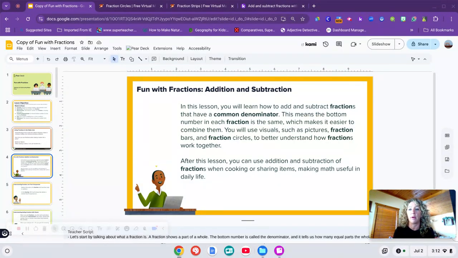Now, in this lesson, again, you're going to learn how to add and subtract fractions that have a common denominator. Remember, this means that the bottom number in each fraction is the same, which means it's easier to combine them. We're going to use visuals such as pictures, fraction bars, fraction circles to better understand how fractions work together. After the lesson, you can use the addition and subtraction of fractions when cooking, sharing items, making math useful in daily life.